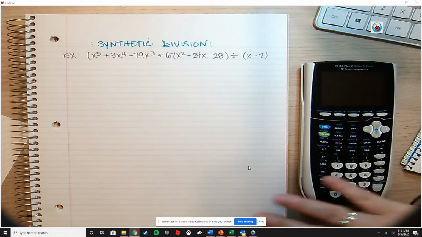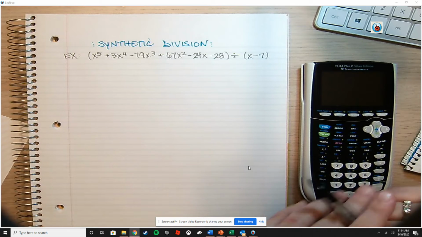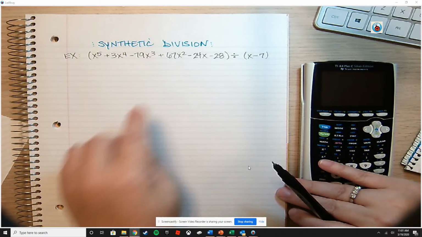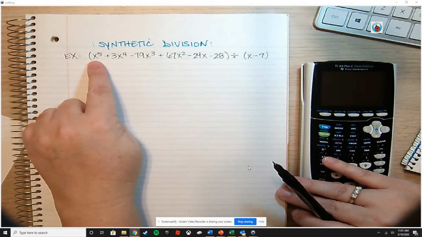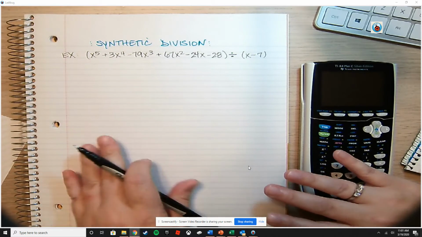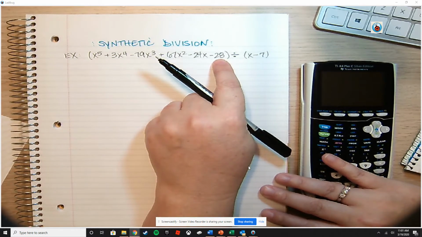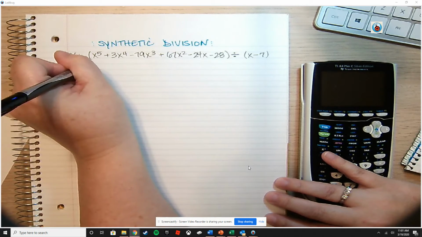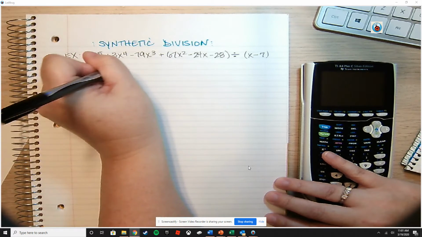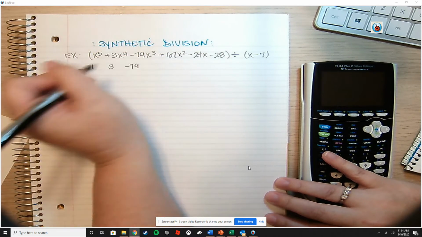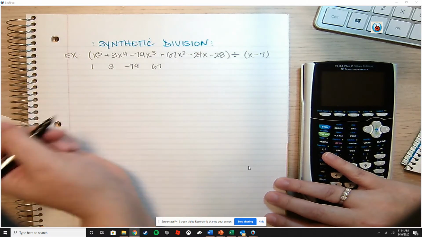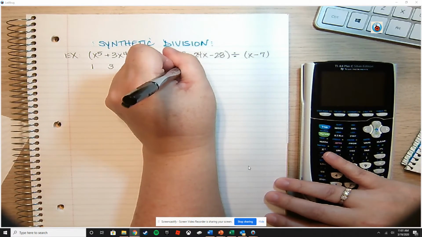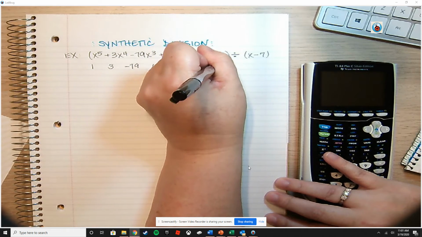All right. So, what I'm going to do is I'm going to take the coefficients of the first polynomial. So, every number that's in front of a variable and including the last value. All right. So, I have 1, 3, -79, 67, -24, -28.